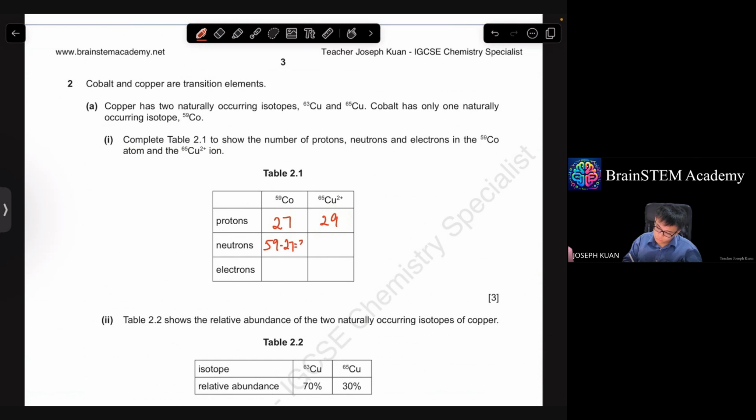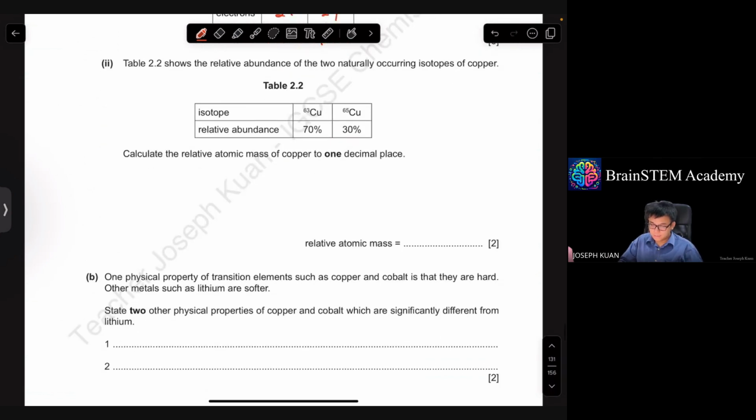So you get 32 for the first part. Then for the second, take the big number minus the small one, you get 36. Then electrons, look at the charge. The first one is an atom, so protons and electrons are equal. The second one is a cation. So 2 more protons than electrons, so it will be 31. No, sorry, 27 electrons.